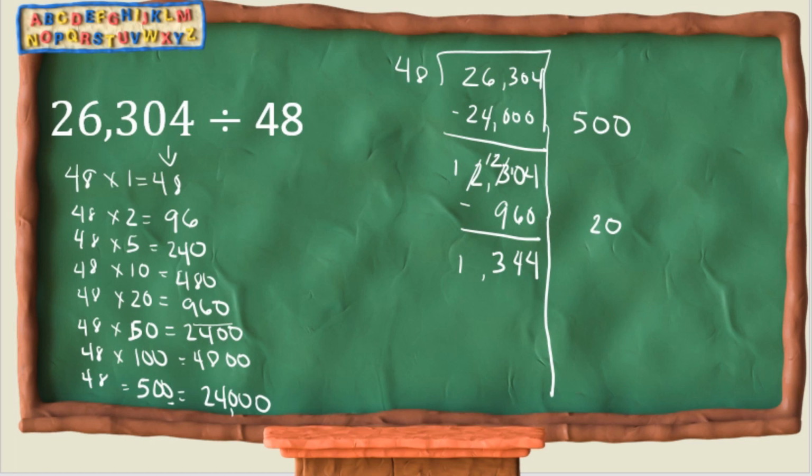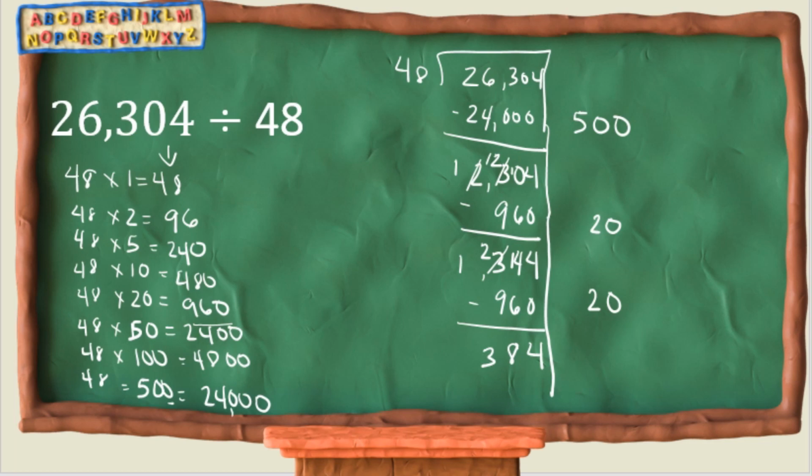A number that's closest to 1,344 without going over, again, that would be 960. So I'm just going to take that away. We multiplied 48 times 20, so we put that on the side. 4 minus 0 is 4. Borrow 1 from the 2, so 14 minus 6 is 8. And 12 minus 9 is 3. So now I have 384.